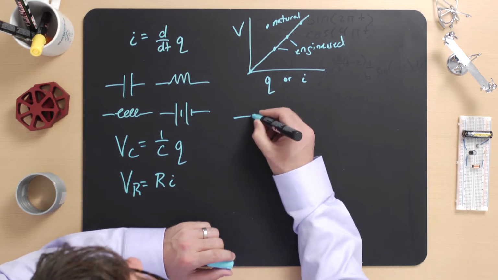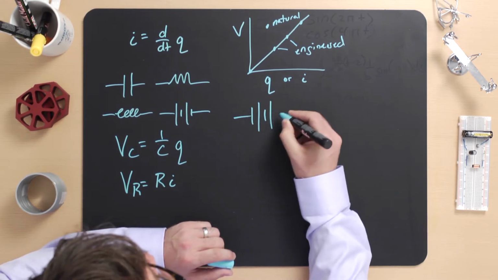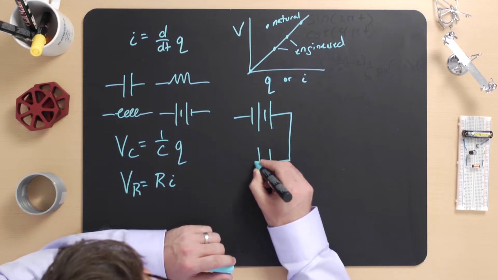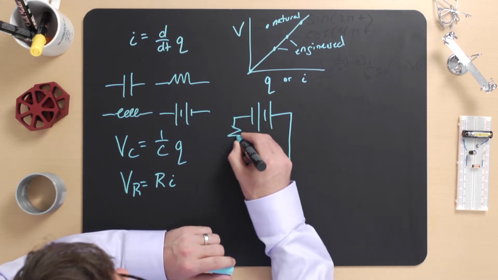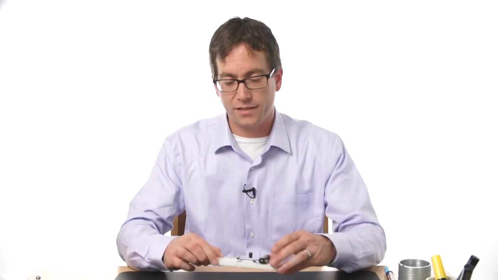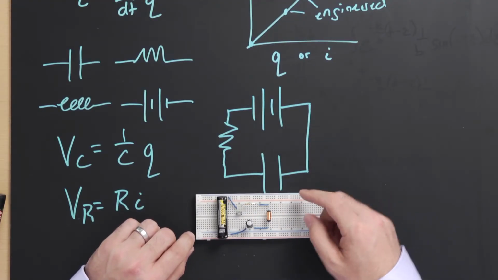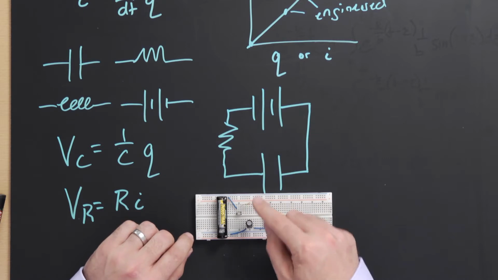For instance, let's think about a battery resistor capacitor circuit. So we have a battery, a capacitor, and then a resistor. Now, this diagram represents the elements and the wires that connect them. In this case, there's a battery and a resistor and a capacitor. We can say that the current runs clockwise in this circuit.